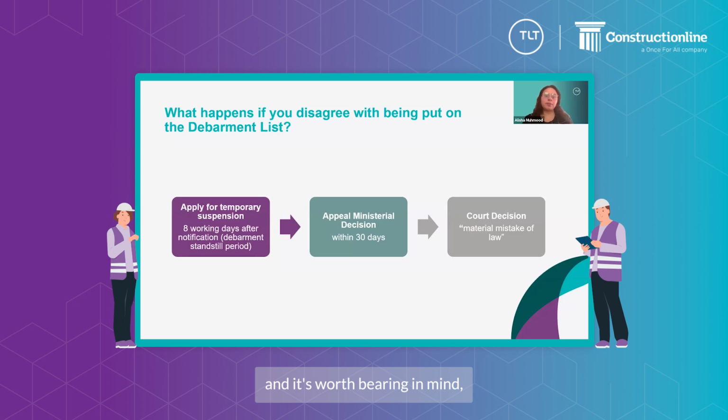And it's worth bearing in mind when making any appeal here that it's quite a limited right of appeal that you would have. So the right of appeal is where the minister has made a material mistake of law, which is quite specific and quite limited. So it's going to be really important here to make sure that when making this appeal you bear in mind the right which you have.